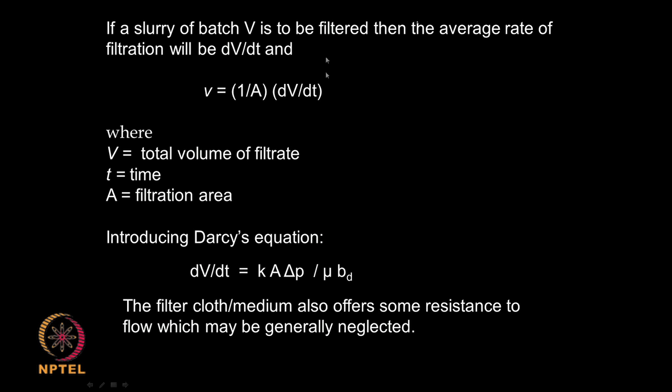Suppose I am doing a batch filtration and I have a volume V of slurry which needs to be filtered in time t. Then (dV/dt)/A will give you the velocity. So the velocity is equal to 1 by the area of filtration times dV/dt, that is the rate of filtration. Now you can equate this with the previous Darcy's law equation, make some adjustments, and get a very useful relationship. There are various situations: the filter cloth or filter medium can offer some resistance, or it need not offer a resistance. So we can have both types of situation.